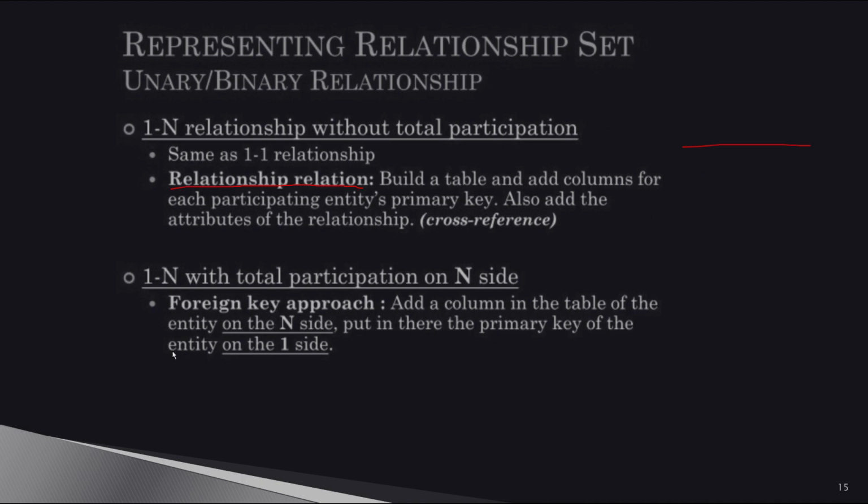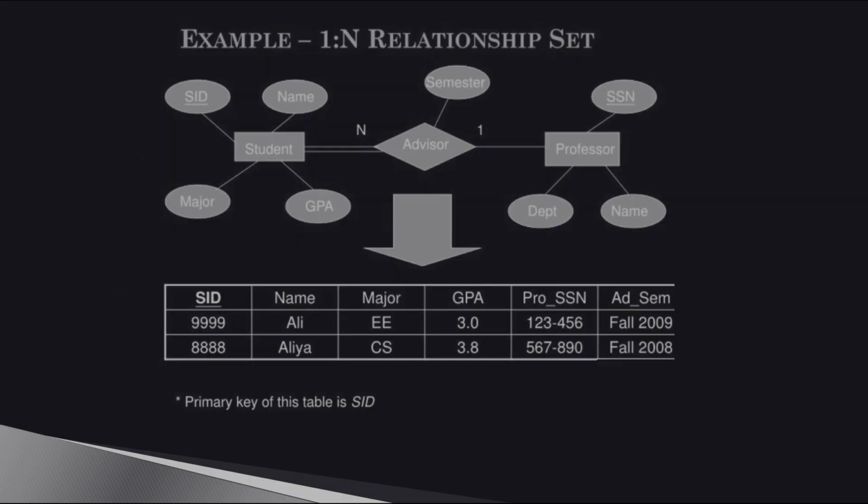This is enough. Now, when it comes to this, you're going to go to the end side and you're going to add a column there. And what's in that column is a foreign key, which is the primary key of the other entity. Let's see an example here.